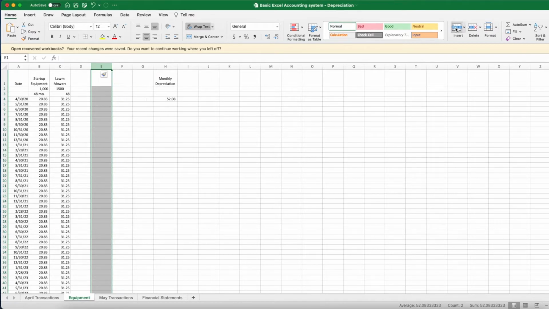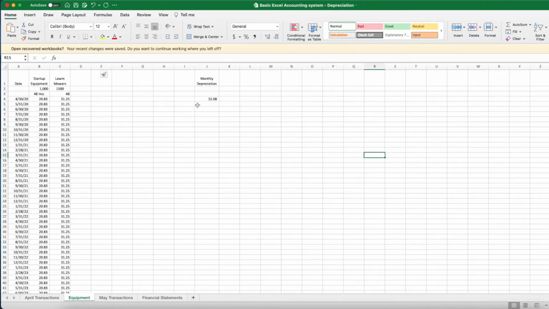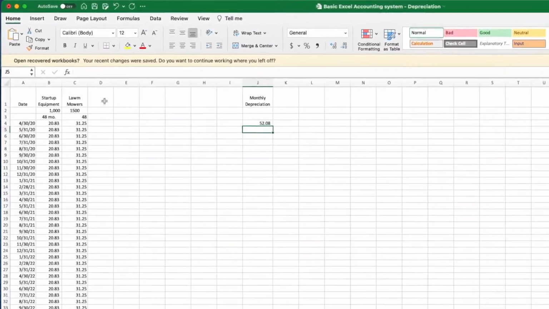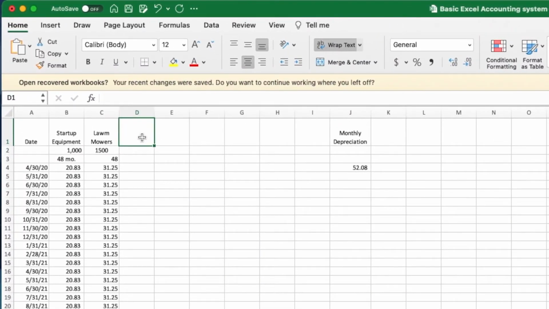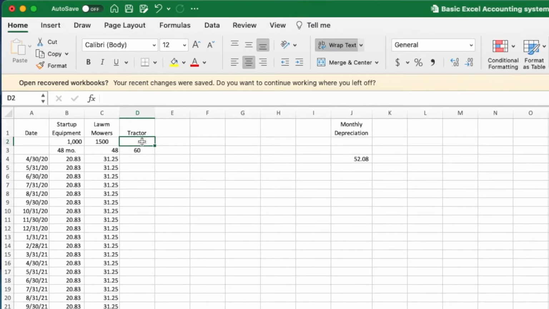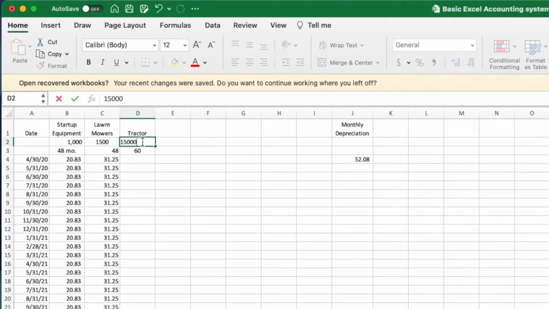We're going to give ourselves some more columns here, add all those together, and extend our formula over to make sure we incorporate all of those separate columns. Now, let's say that in the month of May, we are going to purchase a tractor. This tractor is actually going to last us for 60 months. That is 5 years. We're going to spend, I don't know what, $15,000 on a tractor.